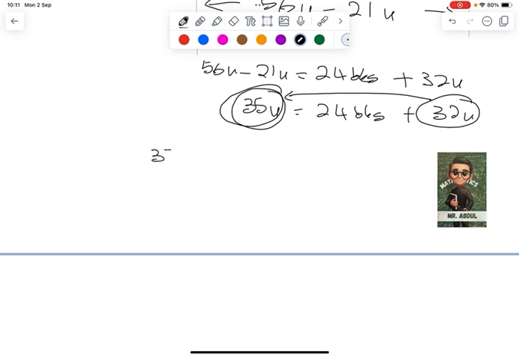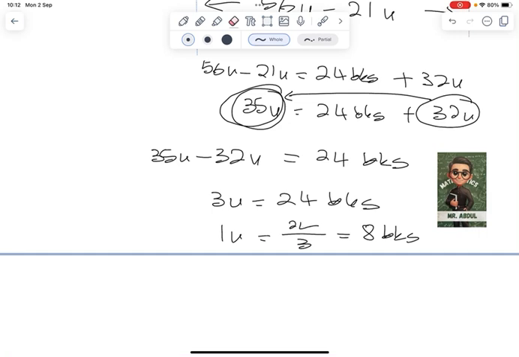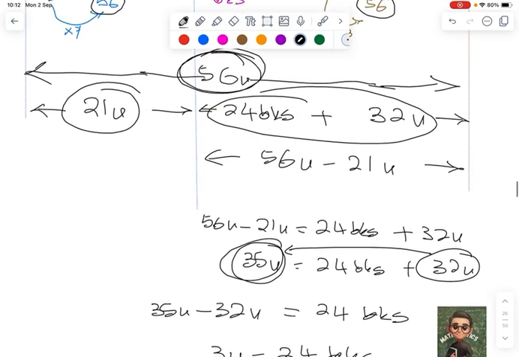So 35 units minus 32 units equals 24 books. Yep, so 3 units equal 24 books. And of course 1 unit equals 24 divided by 3, that will give you 8 books, right? Okay, make it nice. Okay, what are we supposed to find?